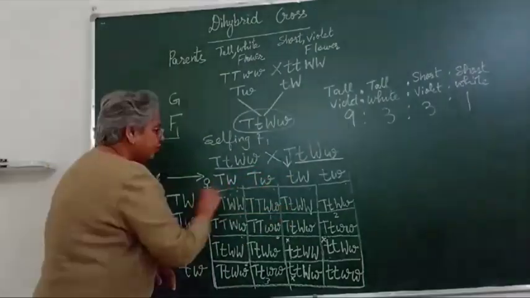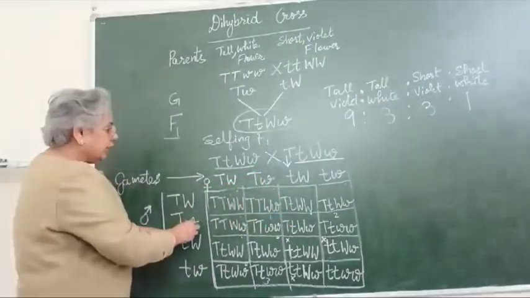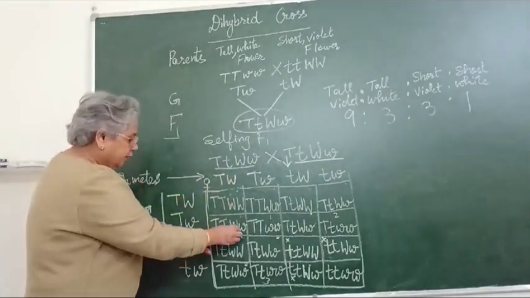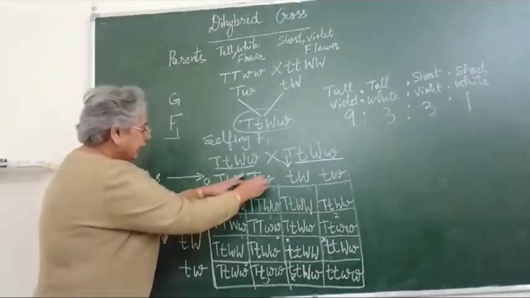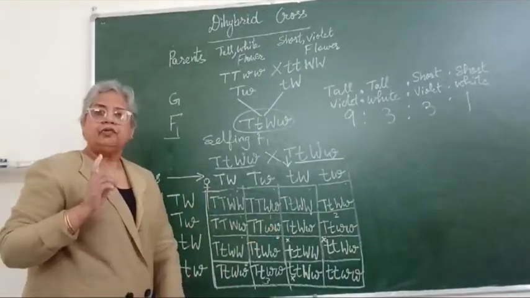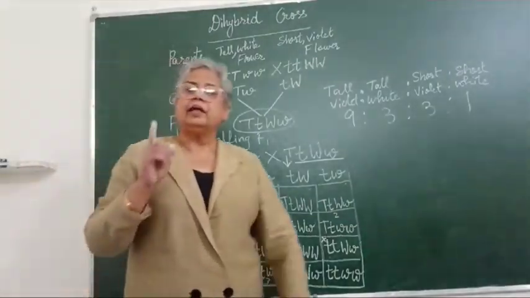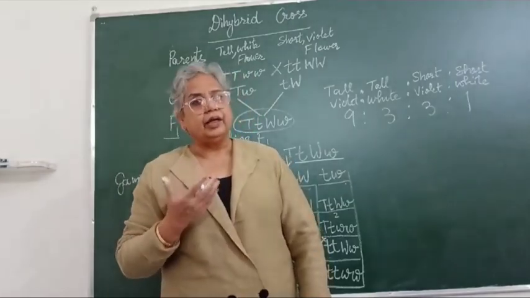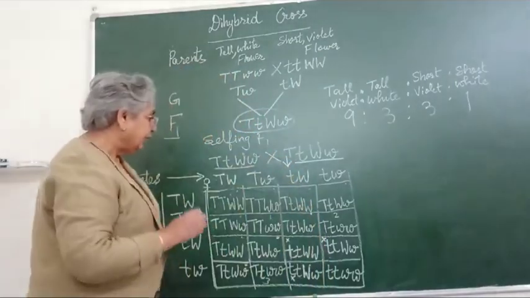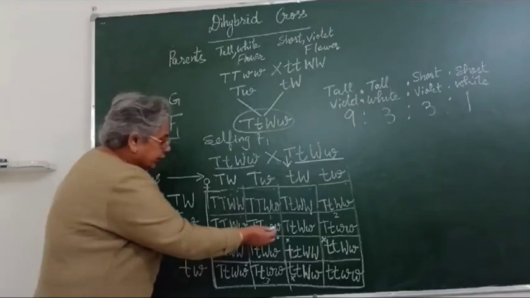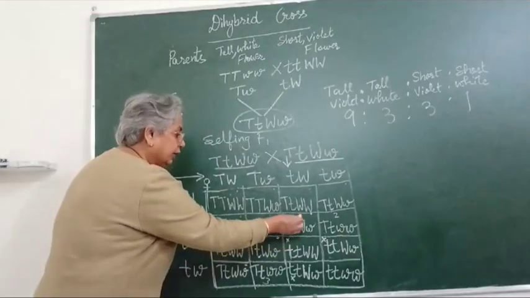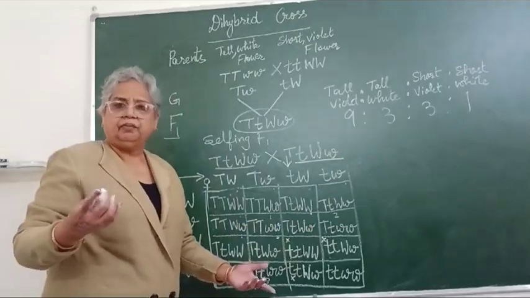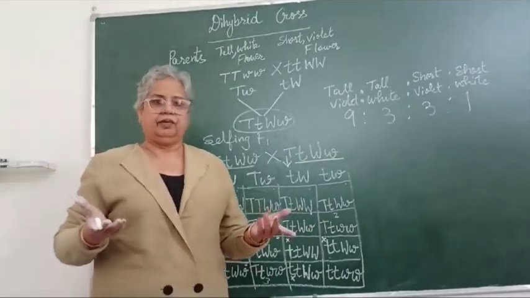So you are getting this combination, then capital T with small w, then capital T with capital W. So we simply write here, then this and we write here. What we have to keep in mind is that the dominant trait we have to write first and the recessive trait afterwards, like this. I have written capital T, small t; capital W, small w. If both are small, then there is no problem. If both are capital, again no problem.